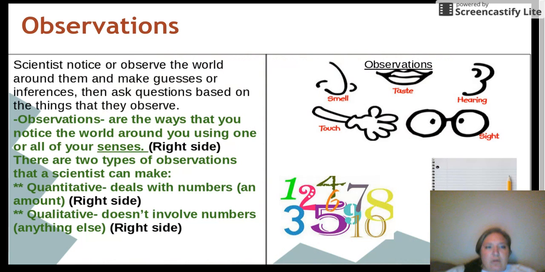So when we talk about observations, more specifically, we're talking about how you are using your senses to notice the world around you. So the scientists notice or observe the world around them and make guesses or inferences, then ask questions based on the things that they observe. So observations, like we said, are the ways that you notice the world around you using one or all of your senses. And there are two types of observations that scientists can actually make.